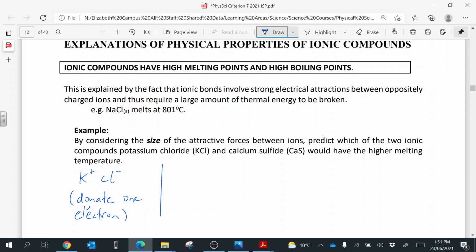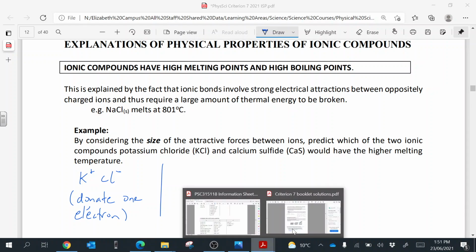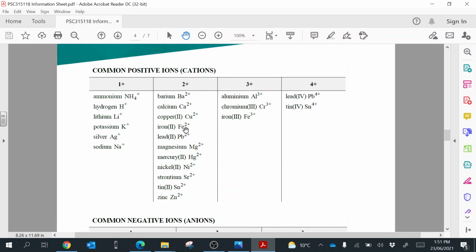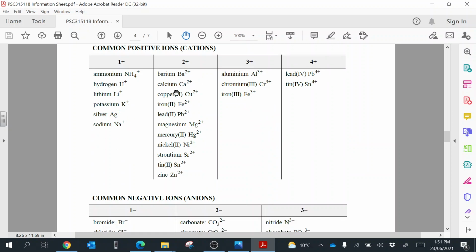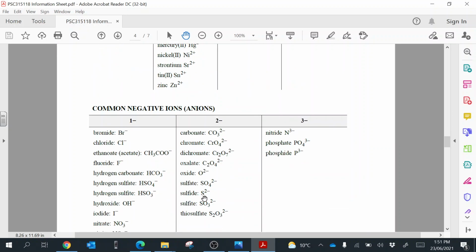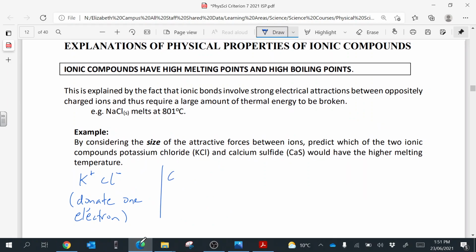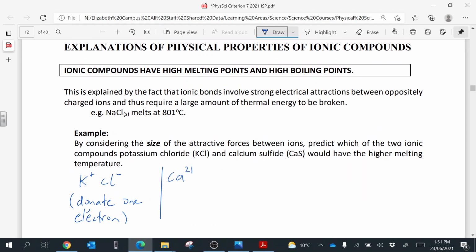Now if we look at Ca and S, so we have calcium here. Calcium has a 2 plus charge and sulfide has a 2 minus charge. So we say Ca 2 plus and S 2 minus. And these donate 2 electrons.